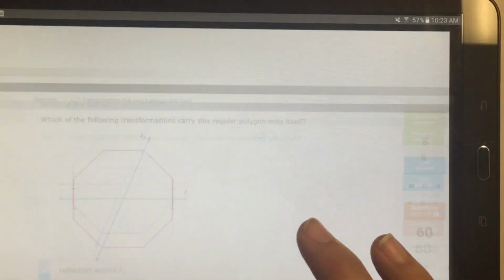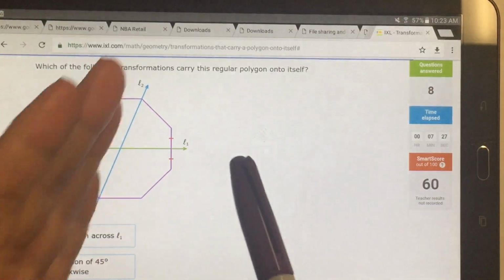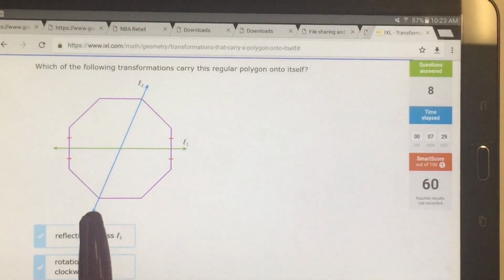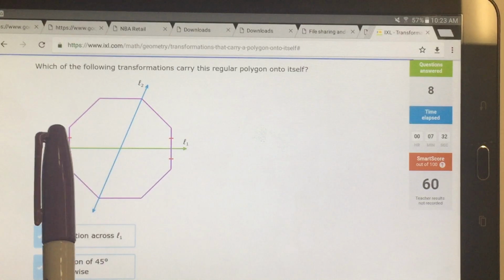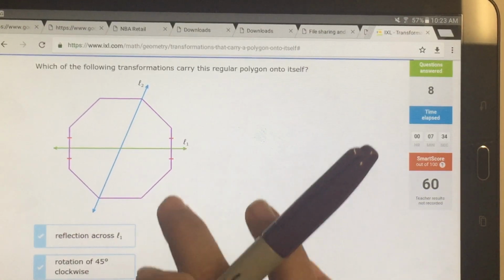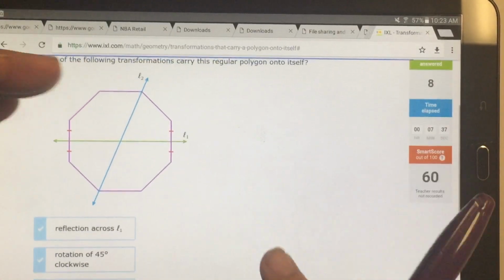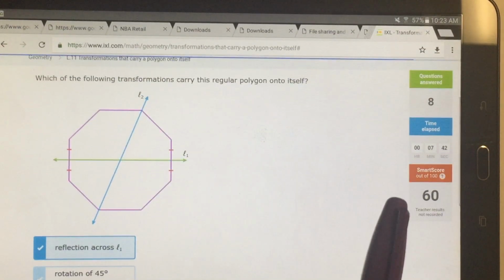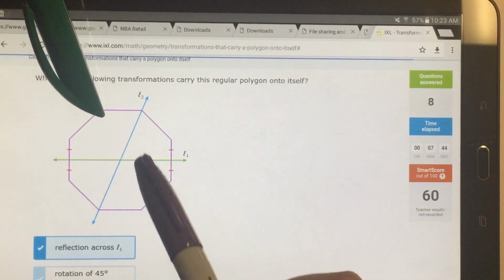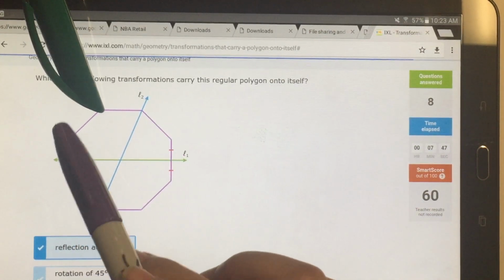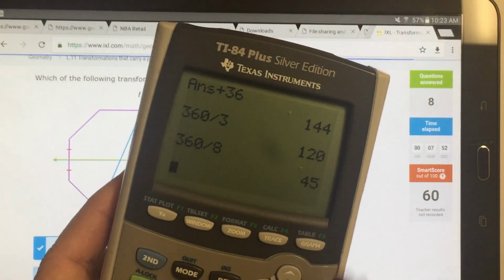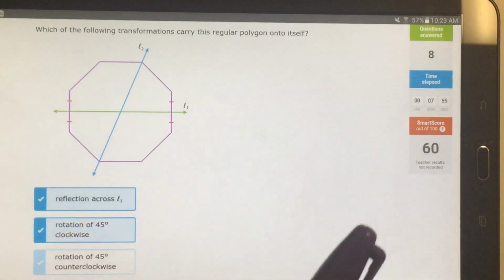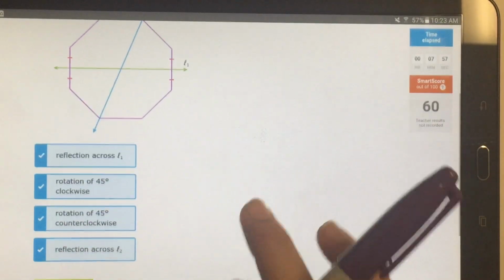All right, so let's take a look at this line right here. If I fold it, would it fold into place? Yes, it would. So L2 definitely. What about L1? If I fold it this way, yes, it would. So L1 for sure. And then let's check rotational symmetry. Starting here, 1, 2, 3, 4, 5, 6, 7, 8. So 8, so 360 divided by 8, which is multiples of 45. So 45 degrees to the right or to the left, it'll all work.